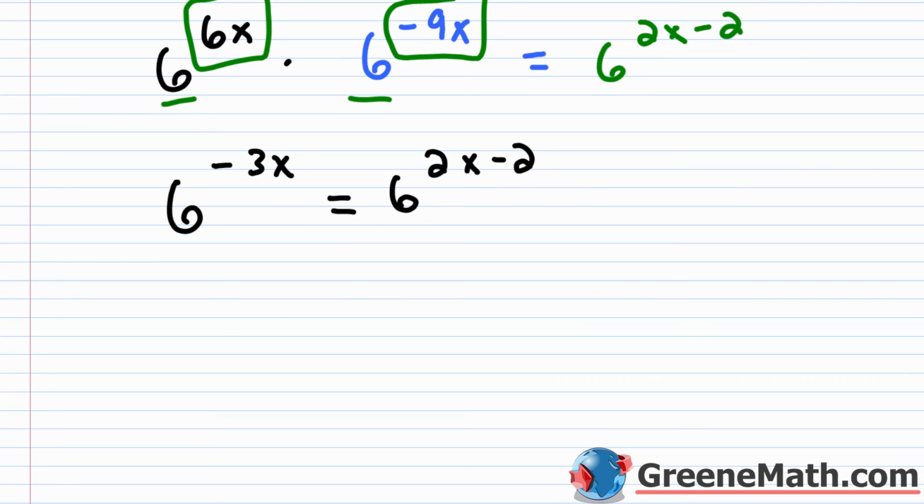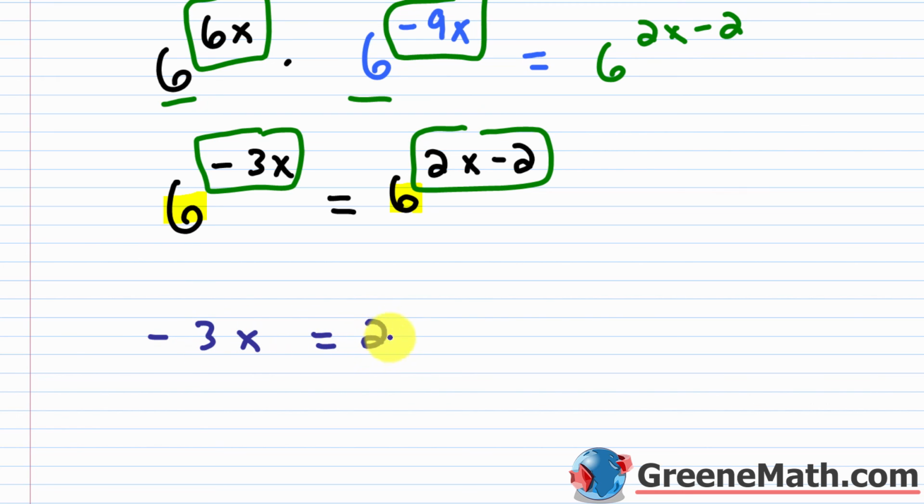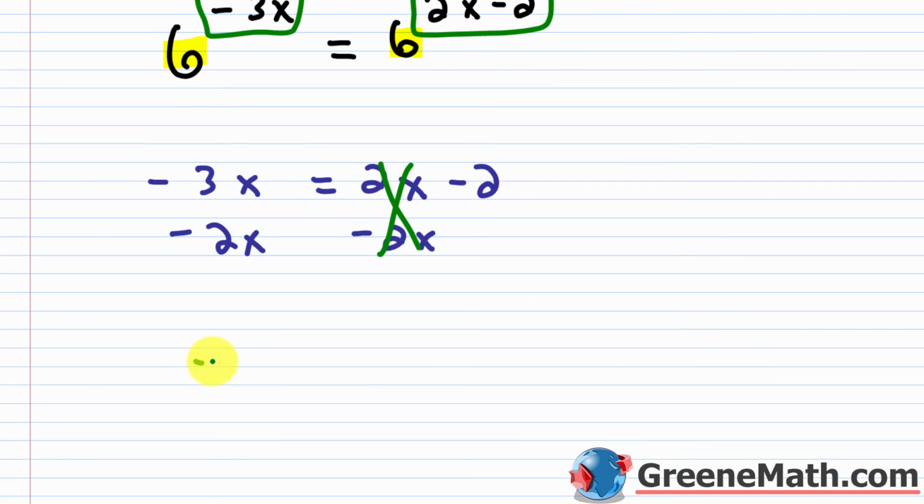So at this point, you see that you have the same base on each side, a 6 and a 6. And so what I'm going to do legally is set these two exponents equal to each other, and solve the resulting equation, and that will give me my solution for x. So I'm going to say negative 3x is equal to 2x minus 2. Let's just subtract 2x away from each side of the equation. This is going to cancel. This will be negative 5x is equal to negative 2.